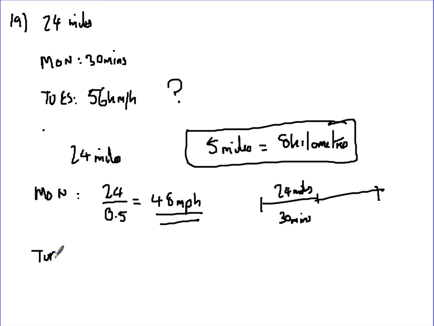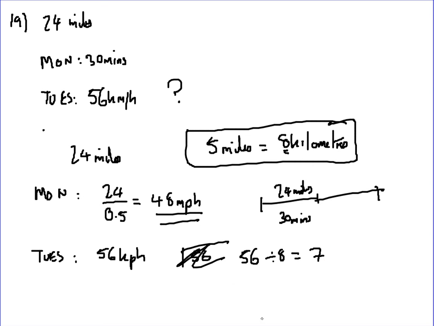Now on a Tuesday, we're told he does 56 kilometers per hour. So if we divide the 56 by 8 and then times it by 5, that will tell us, let's just put it down this way, 56 divided by 8 first of all, so that will give us 7, and then 7 times 5 gives us 35 miles per hour.